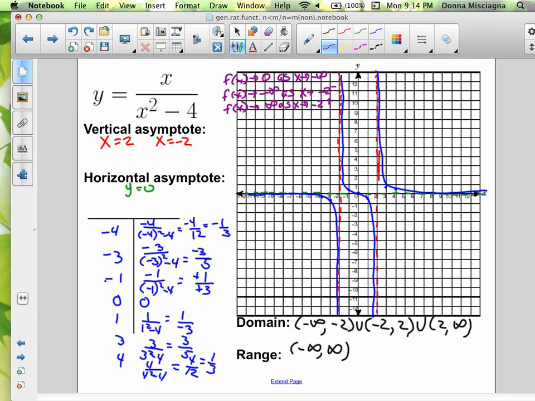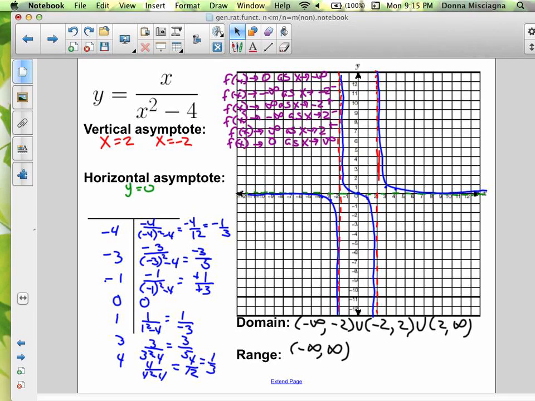Right? And now we look to the other vertical asymptote. This time f of x is approaching negative infinity as x approaches 2 from the left. Positive infinity as x approaches 2 from the right. And f of x is going to approach 0 as x approaches infinity, because that's our horizontal asymptote.